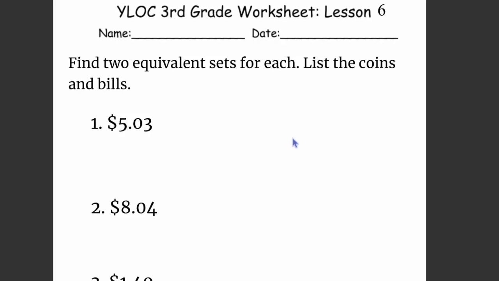Third grade worksheet lesson 6. Find two equivalent sets for each. List the coins and bills. Number 1. We have $5.03.